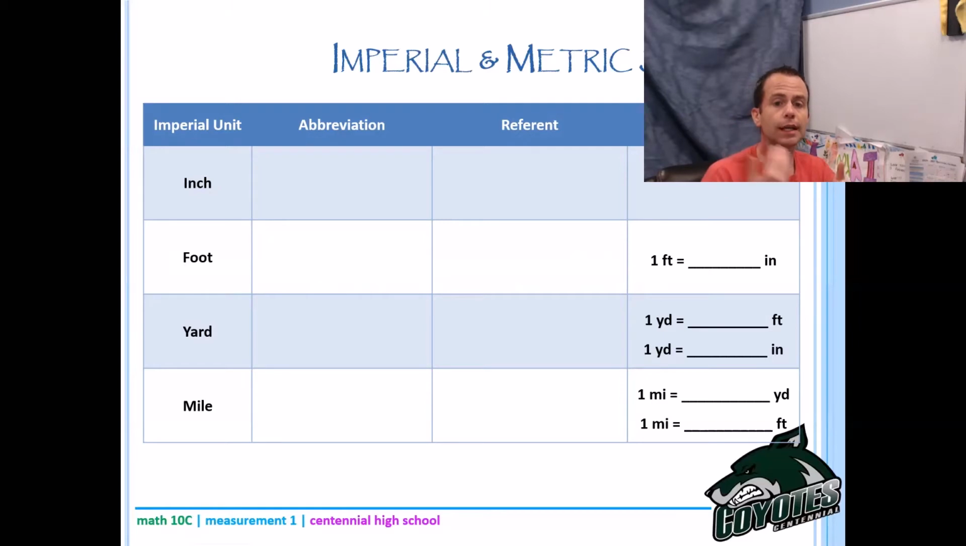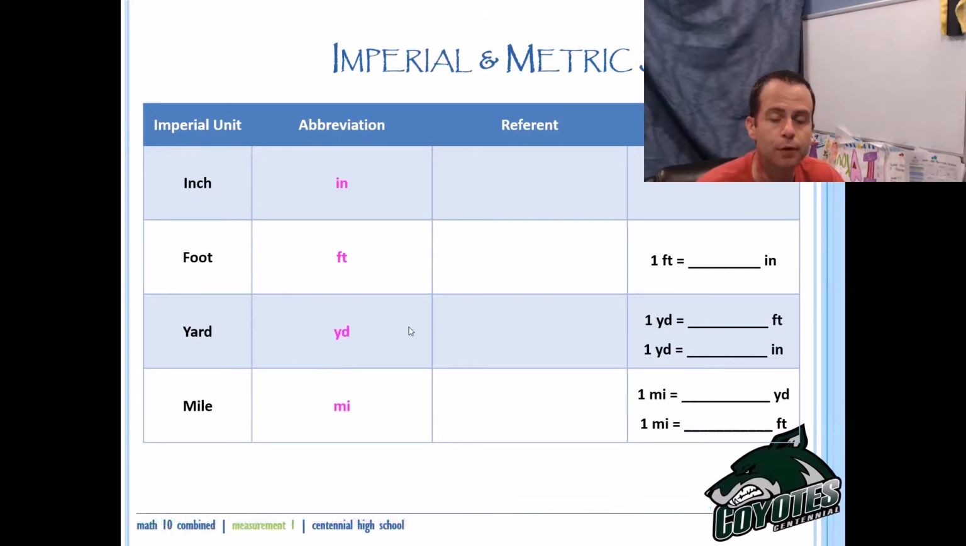Okay, so inch, foot, yard, mile, those are imperial units. The abbreviations for an inch would be IN, for a foot is FT, for a yard is YD, and for a mile is MI. And the one I want to just mention to you right now is mile. Just be super careful with mile. Lots of kids want to put an M there, and you can't, because an M actually stands for meters, okay? So if you're talking about a mile, make sure it's MI.